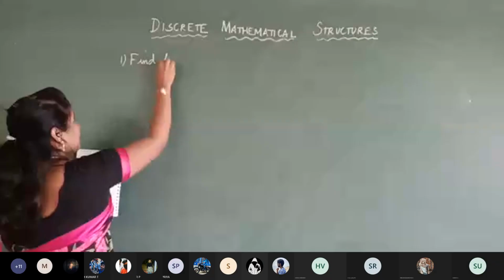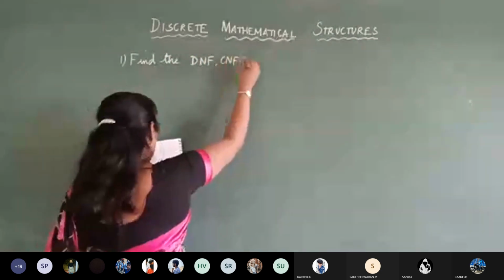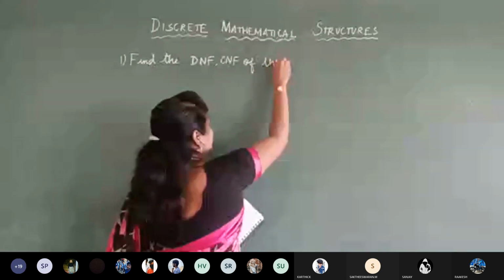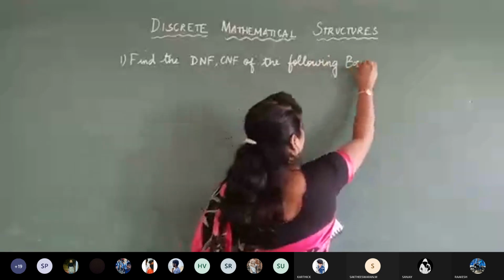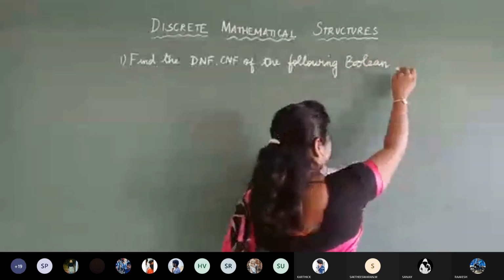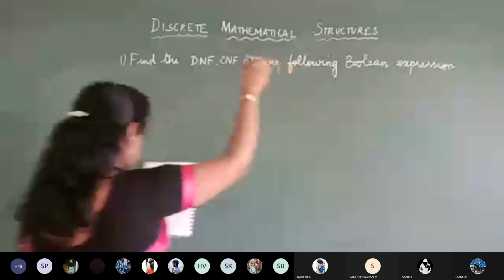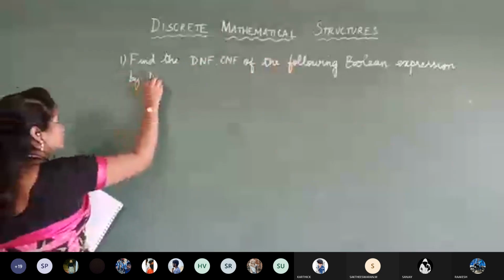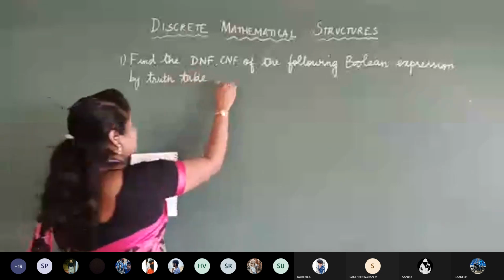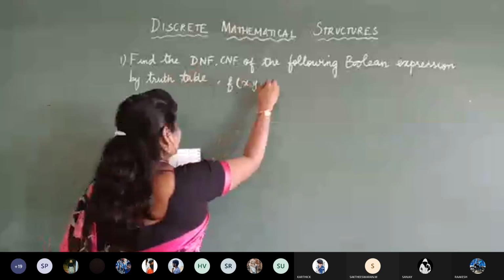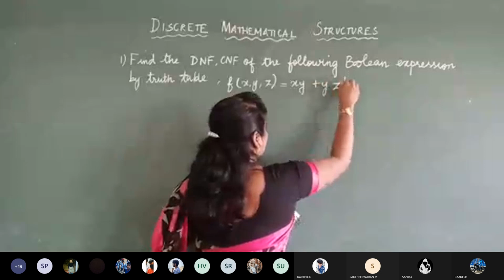and your CNF. You are finding the CNF of the following Boolean expression by truth table. We are using the truth table, and your expression is f of x, y, z equal to xy plus y z complement.